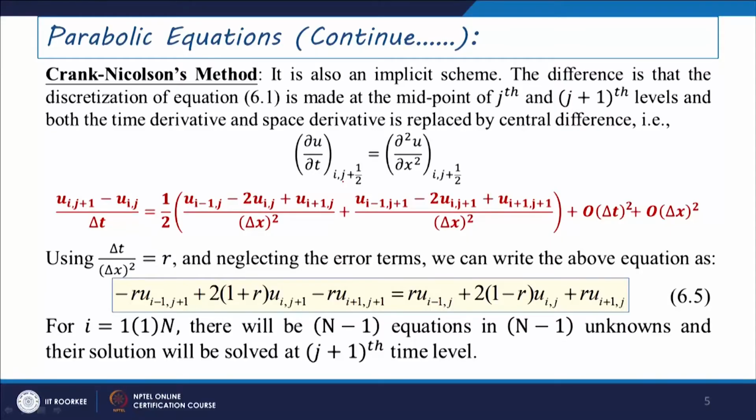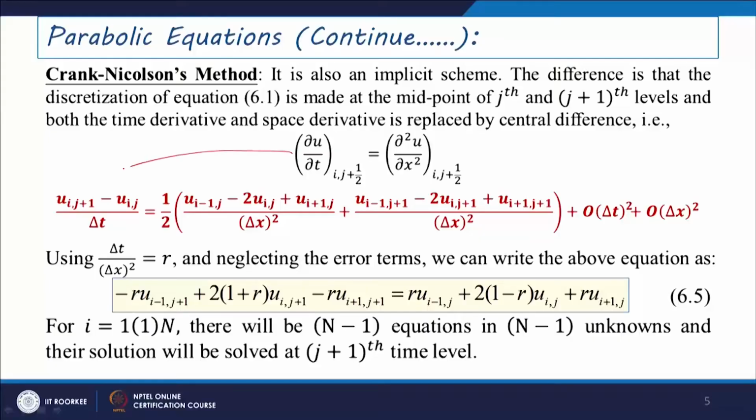In this method, as I have told, the difference is that the discretization equation is made at the midpoint of the jth and (j+1)th levels, and both the time derivative and space derivative are replaced by central difference approximations here, since central difference approximations give higher order convergence compared to the other difference schemes. So, if you take del u by del t in a central difference scheme here, since we are discretizing this equation at the average point, that is at (i, j+half) here.